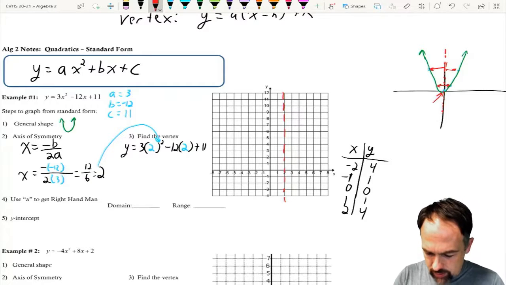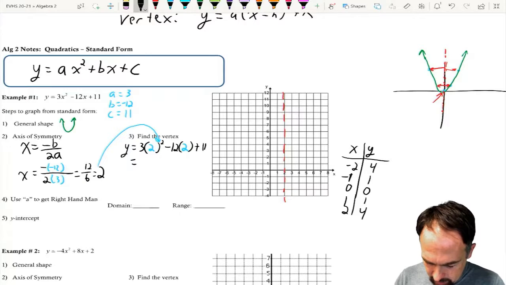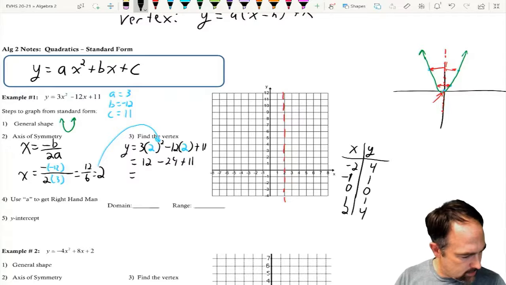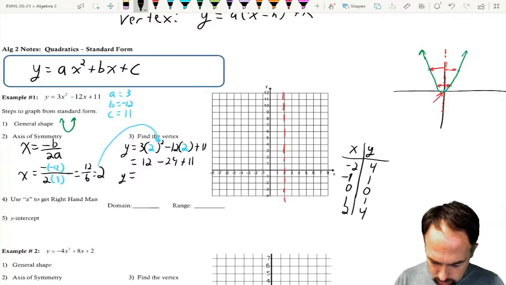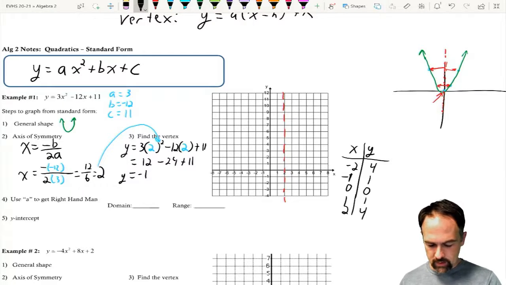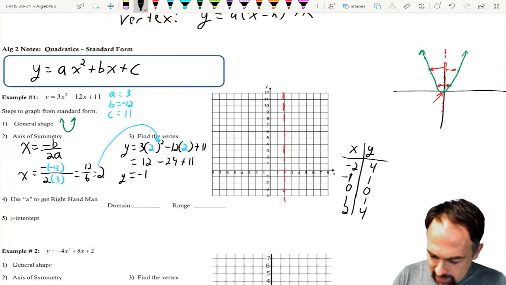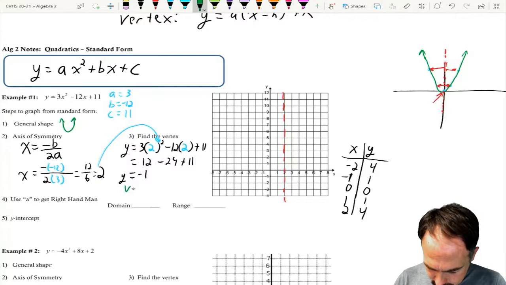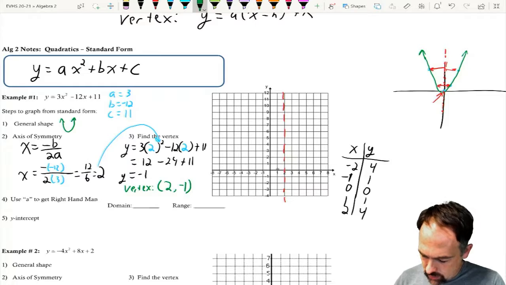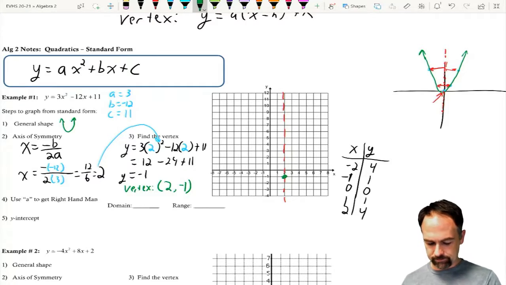And now we're just going to simplify. 2 squared is 4 times 3 is 12, minus 12 times 2 is 24, plus 11. Then when I simplify that down, that gives me y equals negative 1. Now, what that means is that my vertex is located at (2, -1). So if I go over to (2, -1), there is my vertex.